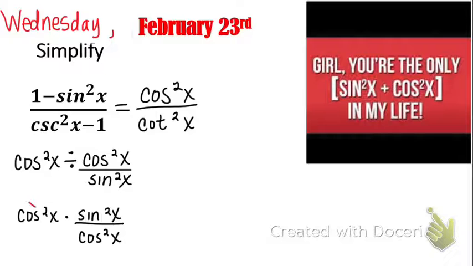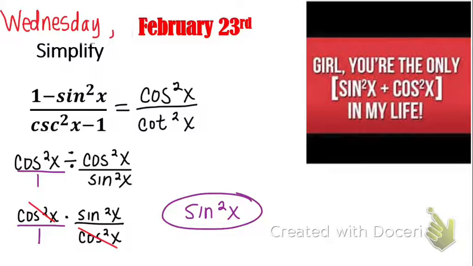The cosines cancel out. If you want to put that cosine over 1, you can, this one right here, if that makes you feel better. We could do it like that. So we're left with just a sine squared over 1 or sine squared x. And a lot of you didn't put the x, and that's okay. I wouldn't mark it wrong. But I do need to see a sine. I need to see a square.